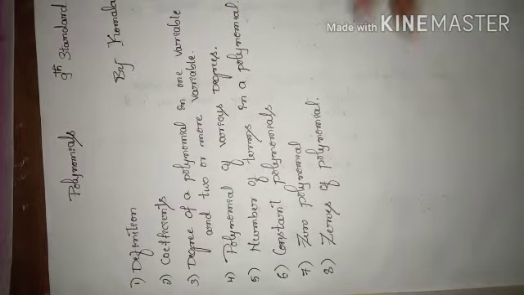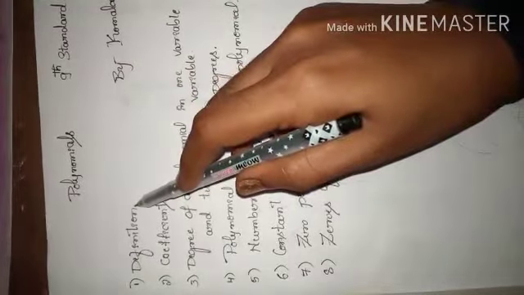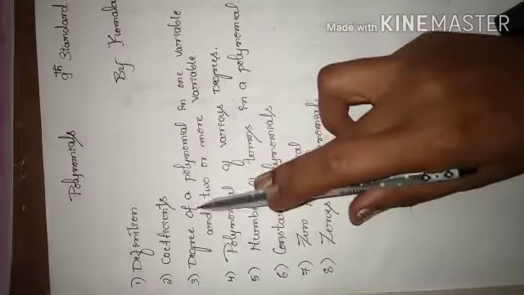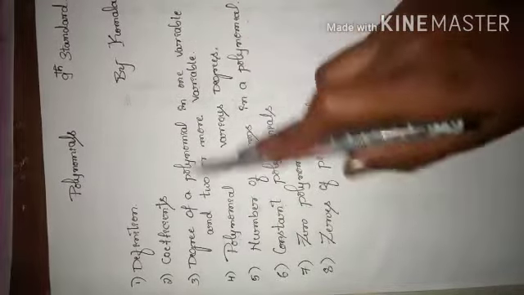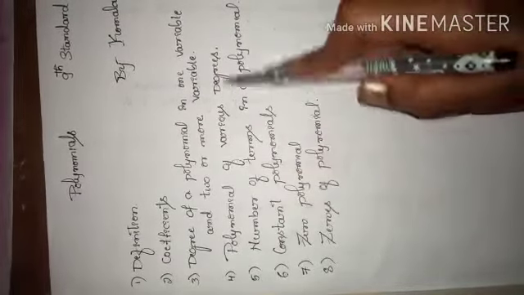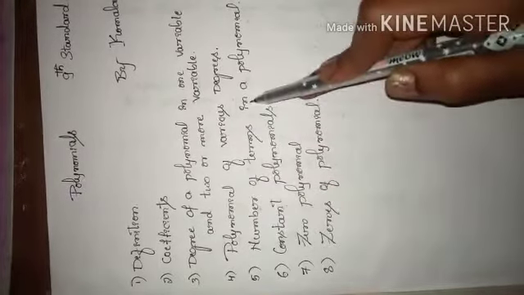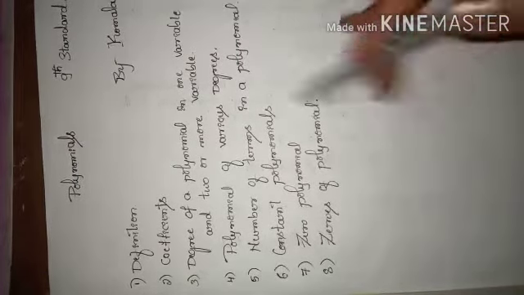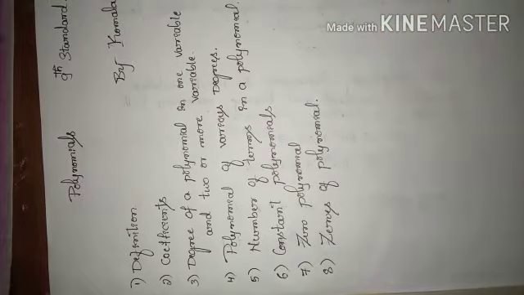So yes, here are the polynomial basics which you have to learn for the problem solutions. Firstly, we have to discuss the definition of polynomials and coefficients, degree of a polynomial in one variable and two or more variables, polynomials of various degrees, number of terms in a polynomial, constant polynomials, zero polynomial, zeros of polynomials. These are the basic concepts we should know in order to solve the problems in this chapter.